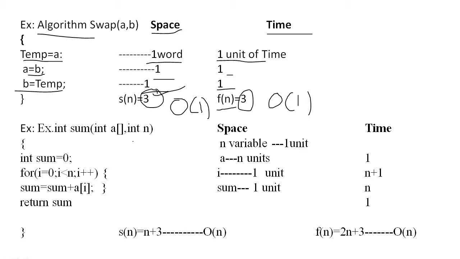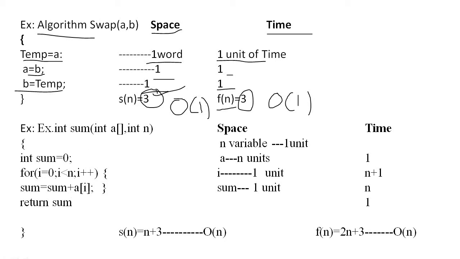The array size is n, which depends on the input value. As n changes, the array elements will change. So once again I am finding the space complexity and time complexity, repeating this example. To find the space complexity, what are the fixed components and what are the variable components?